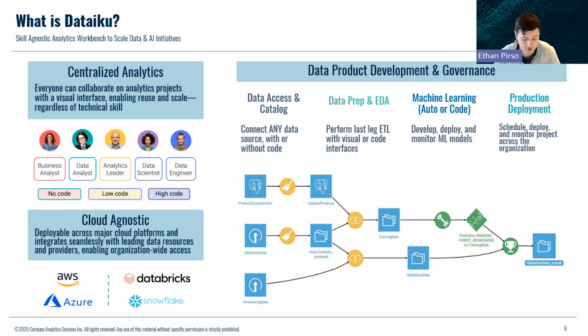And then finally, Dataiku is also cloud agnostic. So it can be deployed across all your major cloud providers like Azure and AWS, and integrates connections from any data source, but most popularly Lakehouse architectures like Databricks and Snowflake.